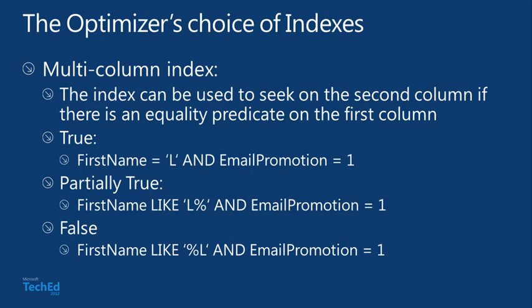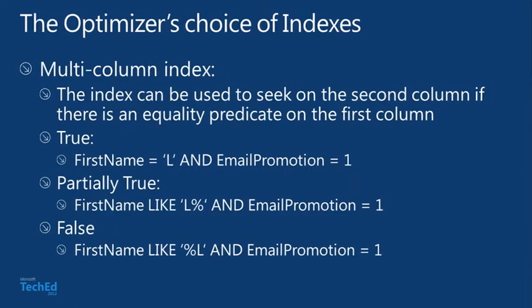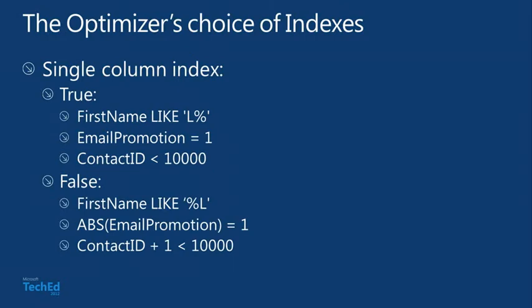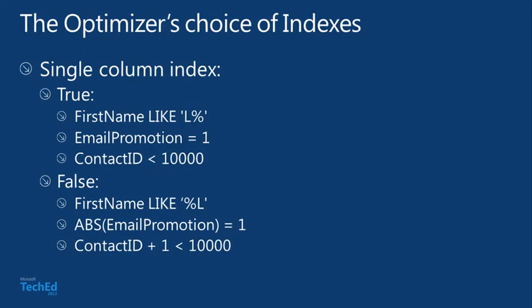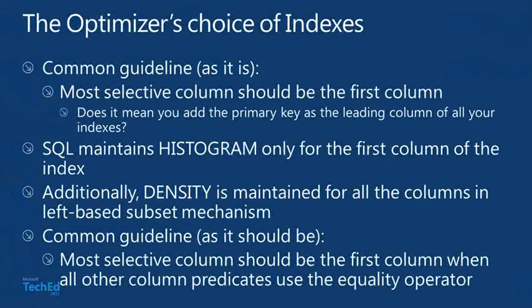Just to digress a little more into the partially true, that is the second one, first name like L%. There is no equality operator on this first column, and that is the reason why you're not able to seek on email promotion. Now these are some of the common scenarios that I have seen with customers, and obviously in many cases it has been multi-column scenarios that I talked about, not so much single column scenarios.